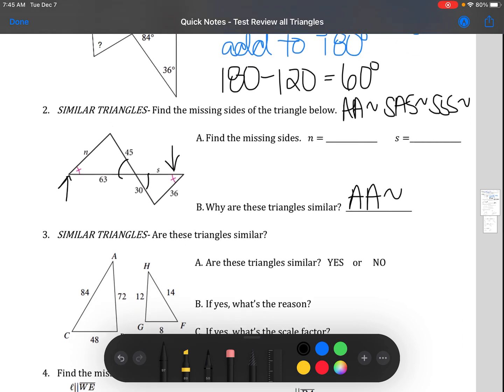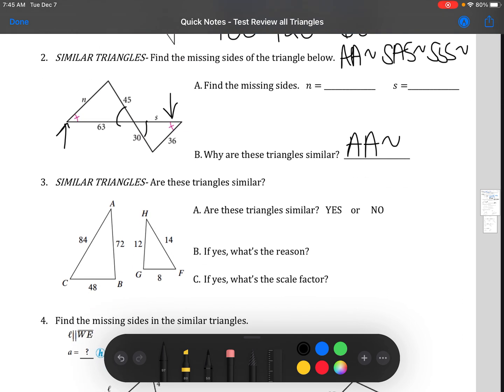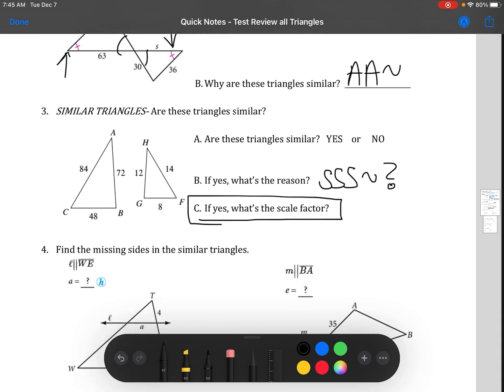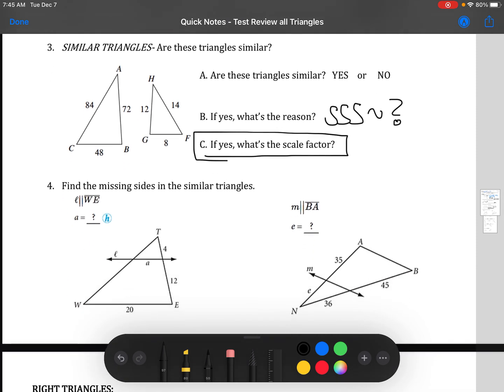In 3, it looks like we've got all the sides, so I wouldn't play around with anything with angles. I would check and see if the reason is side-side-side similarity. You'd have to check the ratio. If the ratio or scale factor is the same throughout, we can say yes, these triangles are similar. If even one of them's off, then we have to say no. So I'll let you play around with those. That's just thinking about it. Is it side-side-side? Yes or no? If yes, what's my scale factor for 3?